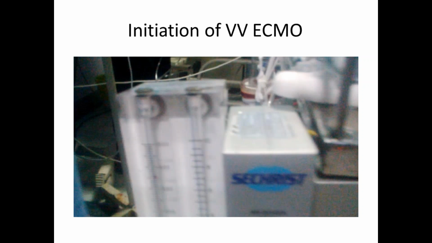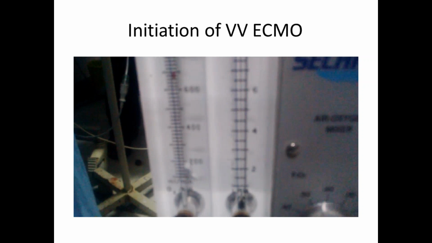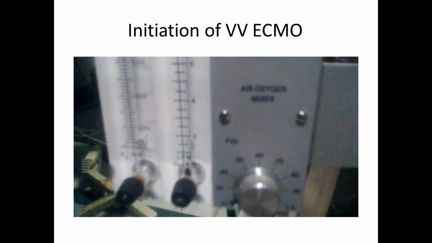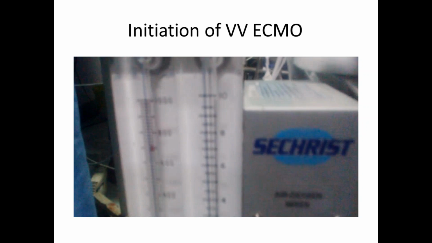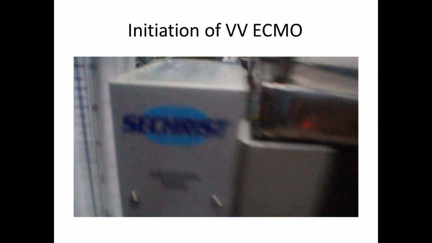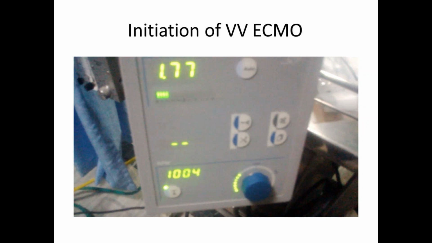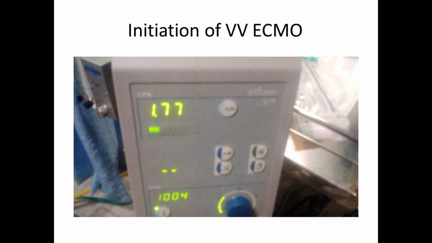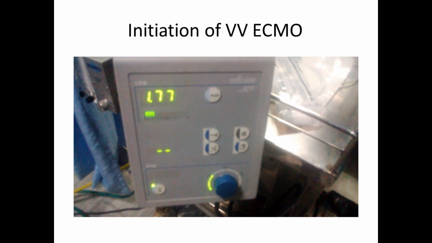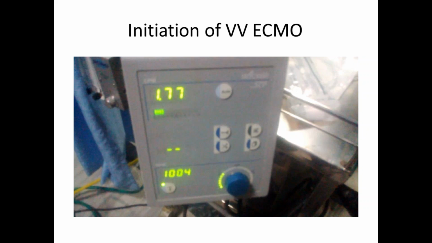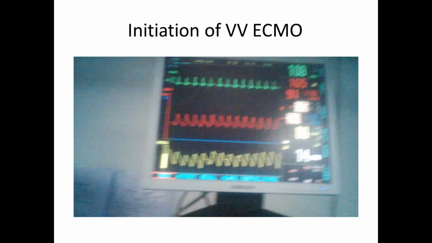Look, this is the flow sensor. I have kept the sweep gas flow around 800 ml. So usually we start with a 0.5:1 ratio, and then gradually, once we increase the blood flow, we increase the sweep gas also, and this is to prevent a sudden drop in the CO2 levels. That is what we wanted to show you, the blood flow with the sweep gas ratio.